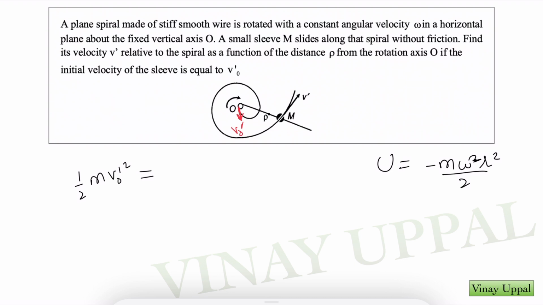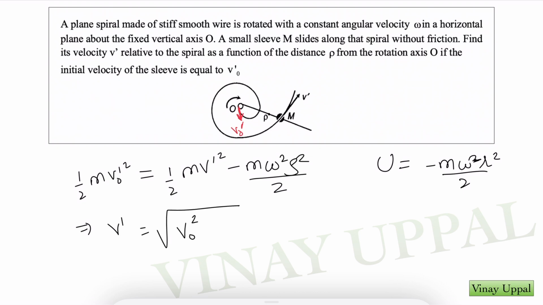So finally kinetic energy is half m v dash squared, and the potential energy would be minus m omega square r square by 2. So r here is rho, the distance from the axis. So that's it. You will get v dash squared as v naught dash squared plus rho squared omega squared. Very straightforward if you understand the potential energy concept corresponding to the centrifugal force.